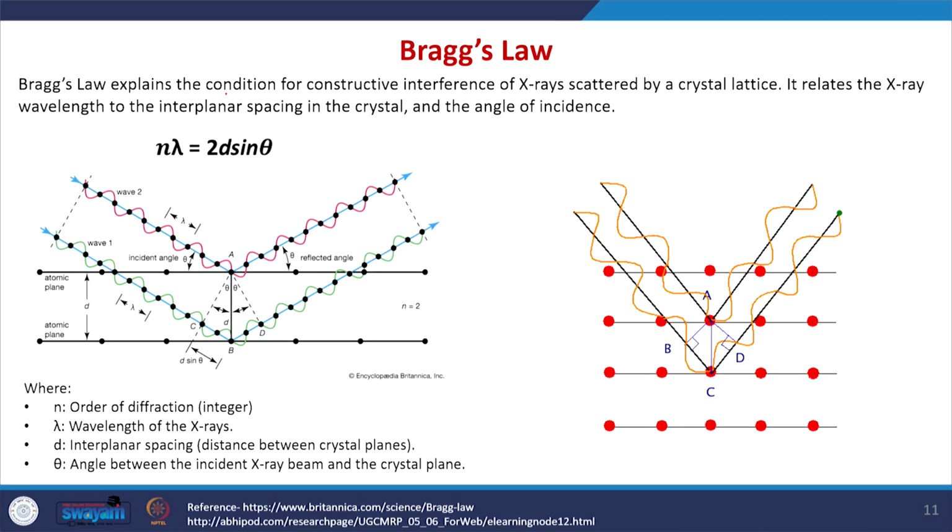Bragg's law explains the condition for constructive interference of X-rays scattered by a crystal lattice. It relates the X-ray wavelength to the interplanar spacing in the crystal and the angle of incidence. So, Bragg's law states that n lambda equals 2d sin theta, where n is the order of diffraction, lambda is the wavelength of the X-ray, d is the interplanar spacing, that is the distance between the crystal planes, and theta is the angle between the incident X-ray beam and the crystal plane.